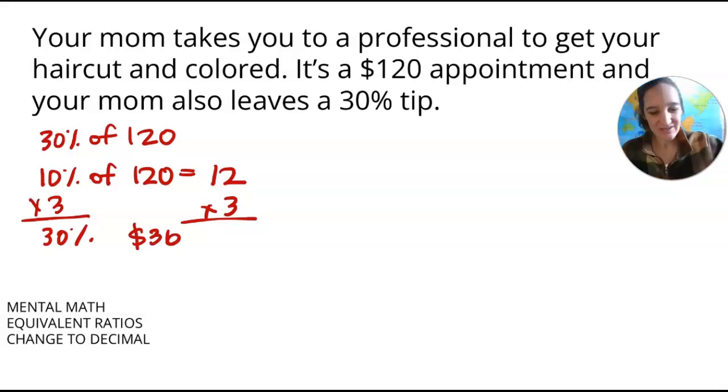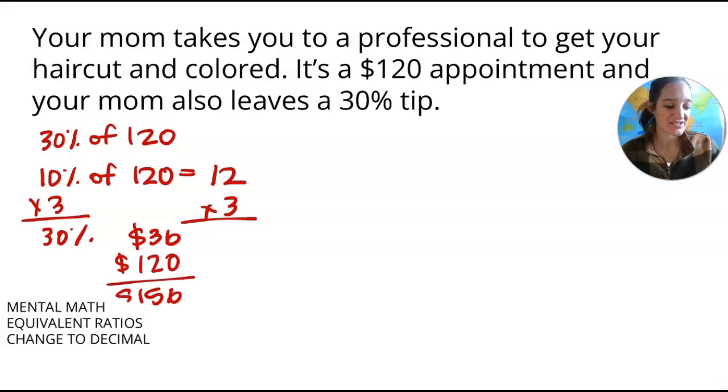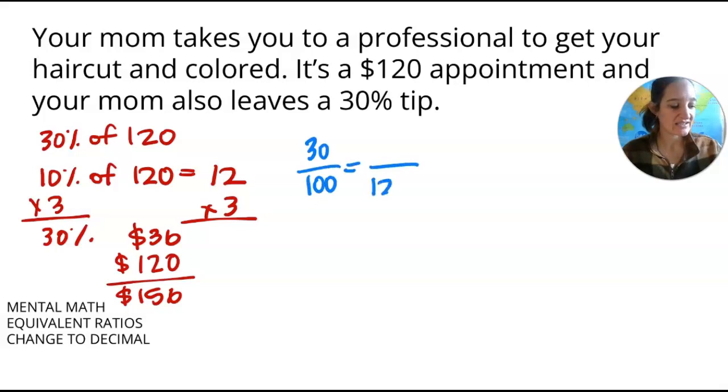Add that tip to the $120 appointment, and I am left with $156 to get my hair done. That's the mental math way. I did 10% 3 different times. Now the ratio way will be the 30 over 100, and again, the whole hair appointment cost me $120. That's the whole amount. Yes, I'm going to find out 30% of that and then add that to the total amount. So that's why 120 goes on bottom.